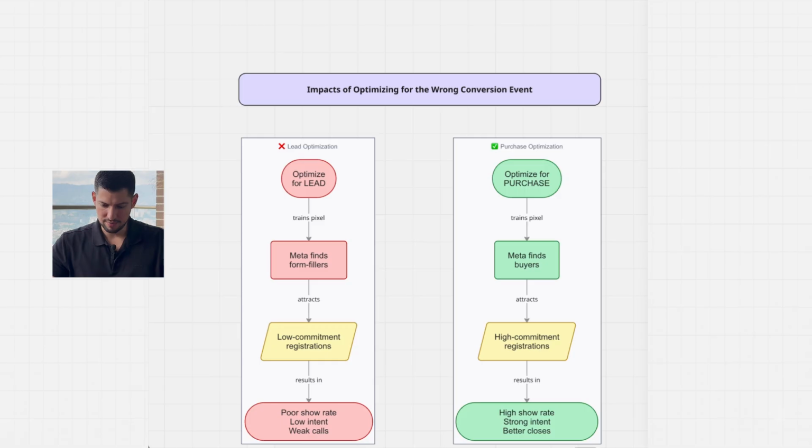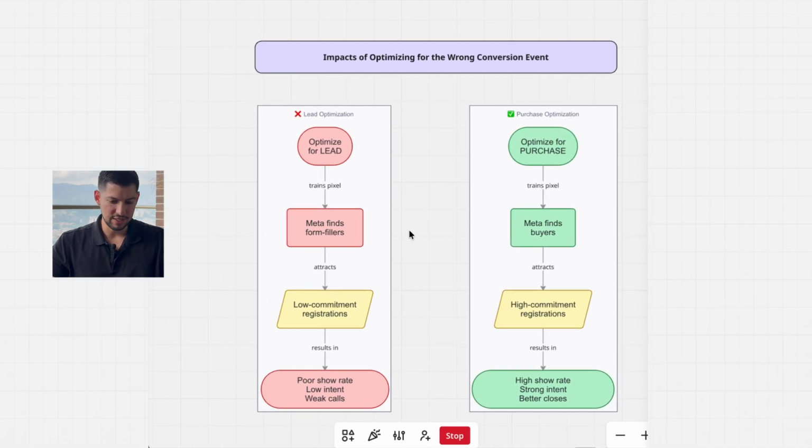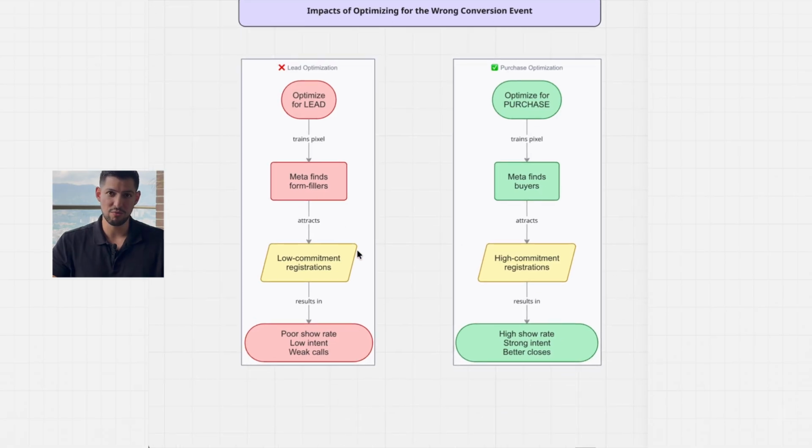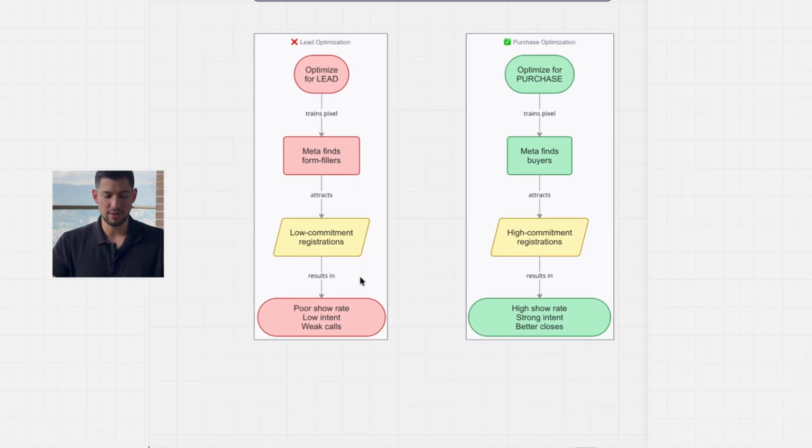Here is the problem with optimizing for the wrong condition, right? So let's say on the left here, we have optimizing for a lead, right? Every time the event fires, whether it's a registration, a page view, or purchase, Meta will record who that is. So in the case of a lead optimized campaign, you're telling Meta to go find form fillers, which are low commitment registrations. And that might result in poor show rate, low intent, and weak calls, especially if you don't have a good follow-up nurturing system for those leads coming in.